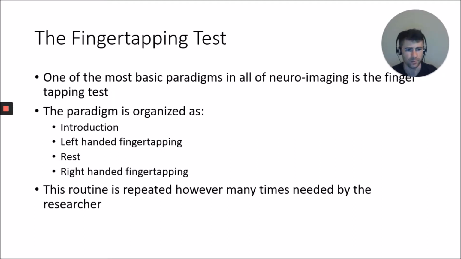Basically, in these types of experiments, you have a subject, you set their cap up, and you introduce them to the experiment, usually with a screen that tells them, welcome to the finger tapping test. When the screen says left, tap your left hand. When the screen says right, tap your right hand. When there's nothing on the screen or when there's a little crosshair on the screen, don't do anything.